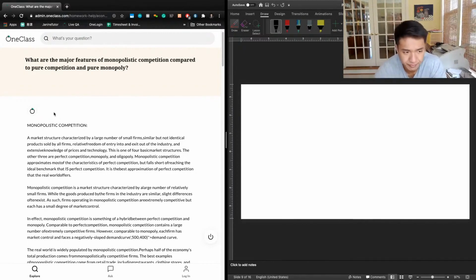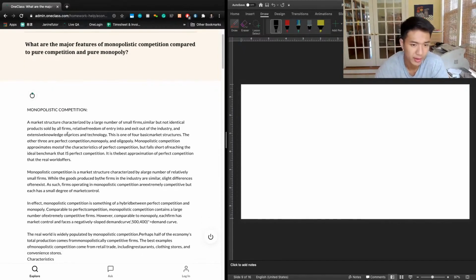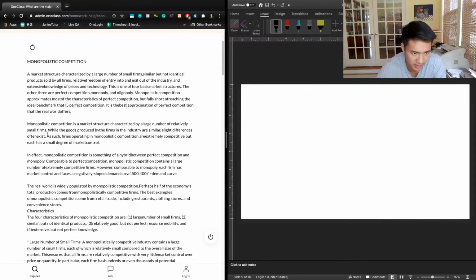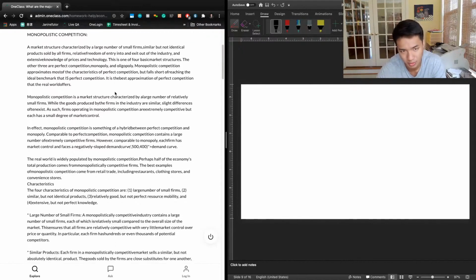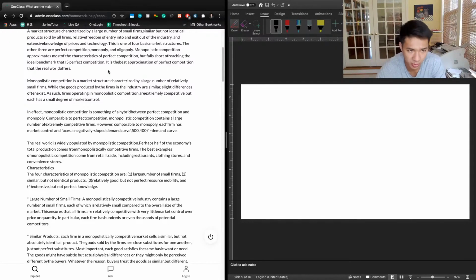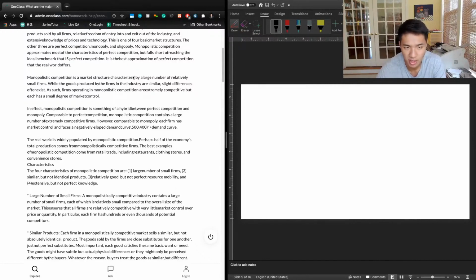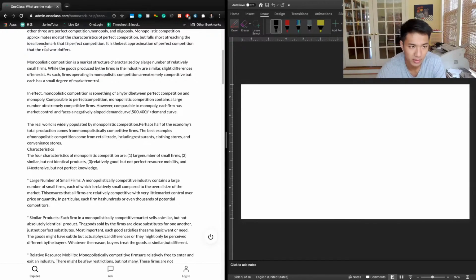This tutor said, monopolistic competition is a market structure characterized by a large number of small firms, similar but not identical products sold by all firms, relative freedom of entry and exit out of the industry, and extensive knowledge of price and technology. This is one of 4 basic market structures. The other 3 are perfect competition, monopoly, and oligopoly. Monopolistic competition approximates most of the characteristics of perfect competition, but falls short of reaching the ideal benchmark that is perfect competition. It is the best approximation of perfect competition that the real world offers.